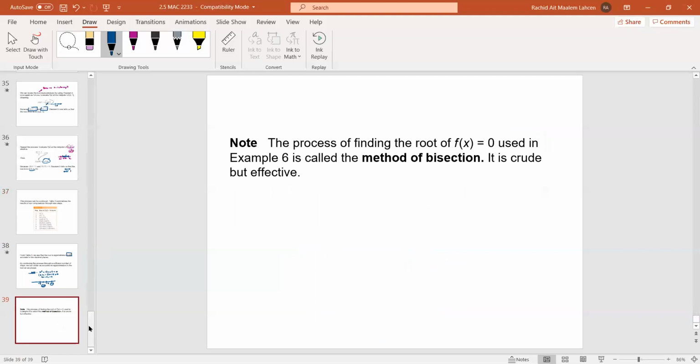All right, so the process of finding the root of f of x used in this example is called the method of bisection. All right, so please remember this one. It is crude but effective, and it can be coded in those machines, and you'd be able to find the roots of functions for which there is no method, for example, to solve.